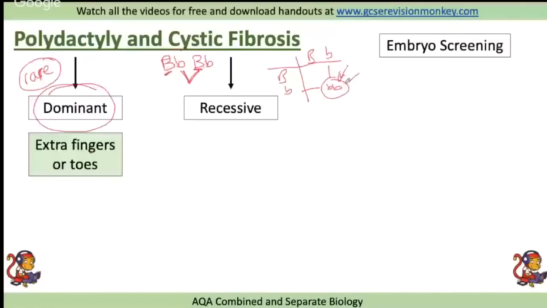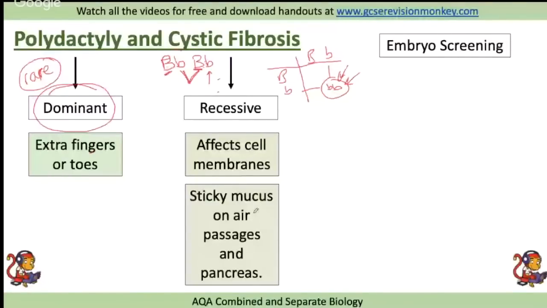So sometimes 2 parents have a child and they have no idea that they are carriers of this recessive allele. It means they're carrying it, but they're not expressing cystic fibrosis. So it's a recessive one. It affects cell membranes. So it disrupts the function of cell membranes. So it causes sticky mucus to build up in air passages and the pancreas as well.